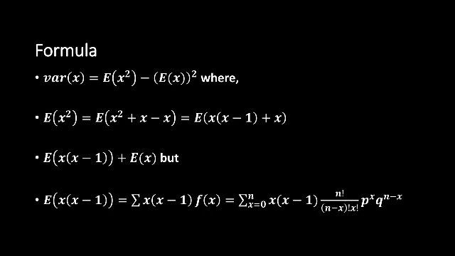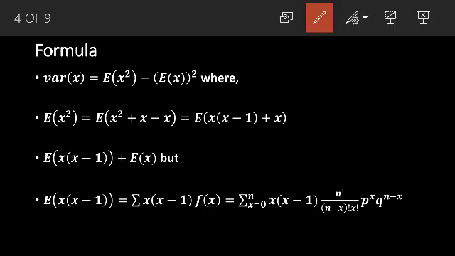Now we continue to the variance of x. The variance of x, like we know, is the expected value of x squared minus the expected value of x all squared. Now this expected value of x squared, we want to arrange it to be in terms of x minus 1. So we introduce plus x minus x, which is still 0, but we introduced it because we have a focus in mind. If we factorize x between these two, we are going to get x into x minus 1, then we have plus x.